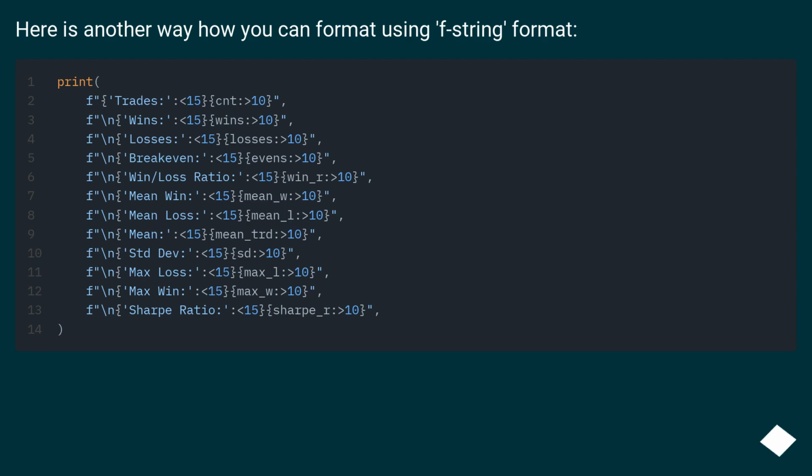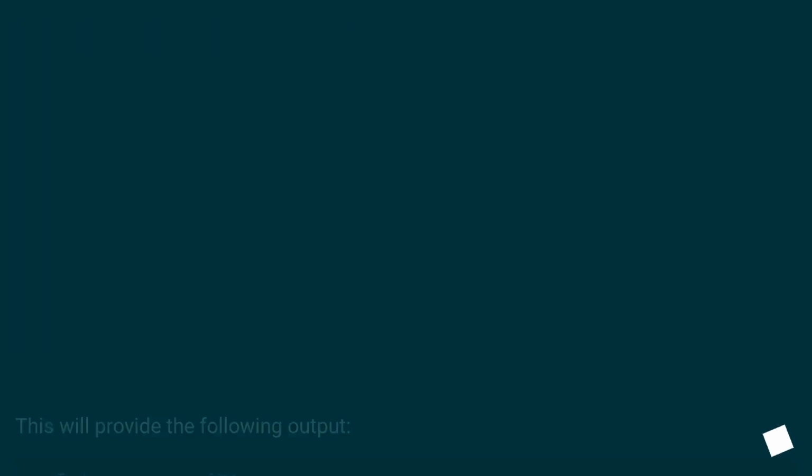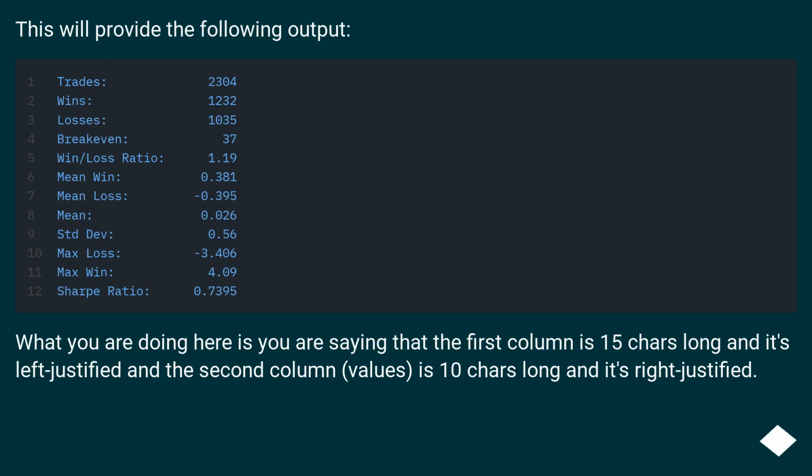Here is another way how you can format using f-string format. This will provide the following output. What you are doing here is you are saying that the first column is 15 chars long, and it's left justified, and the second column, values, is 10 chars long and it's right justified.